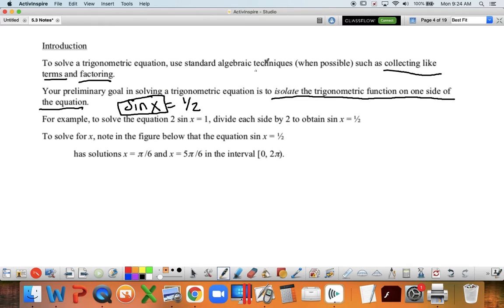Here are some examples. If the sine of x is equal to 1/2, then my angles, notice they're in radians, are pi over 6 and 5 pi over 6 in the interval 0 to 2 pi. And you will see this type of notation. Remember, this means to include the number 0 because it has a bracket, and this has a parenthesis, so we exclude. It doesn't want you to give the same answers twice because 0 and 2 pi are coterminal angles with each other.